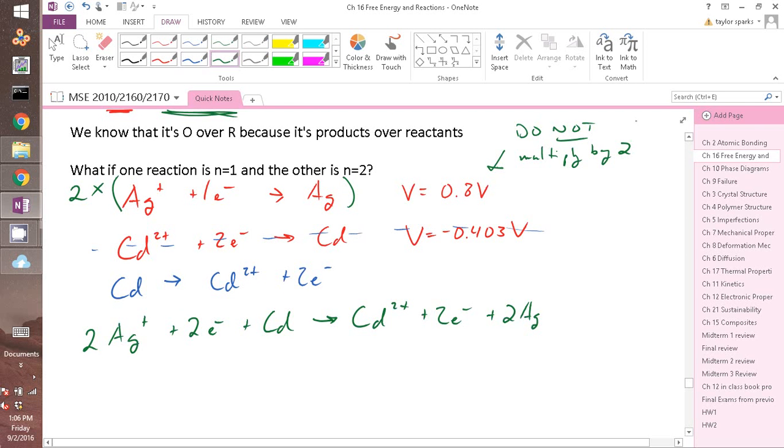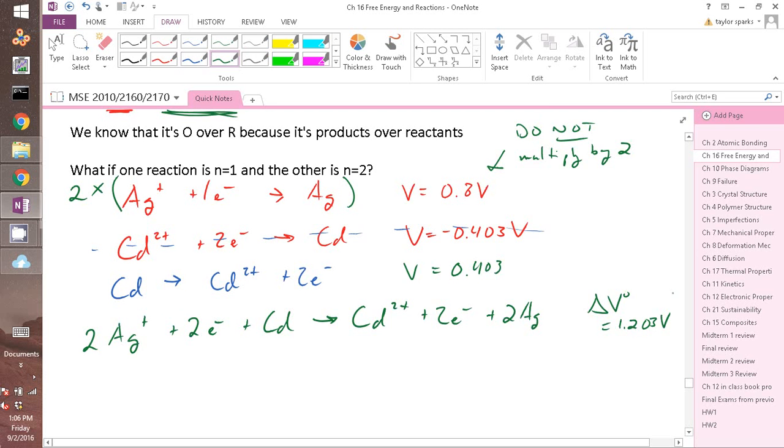Okay? So we just add these two together. The voltage is now going to be equal to a positive 0.403. So when you add those together, it's going to be 1.203, right? So the change in V, we'll call that change in V naught, equals 1.203 volts. Okay? Any questions on that much?